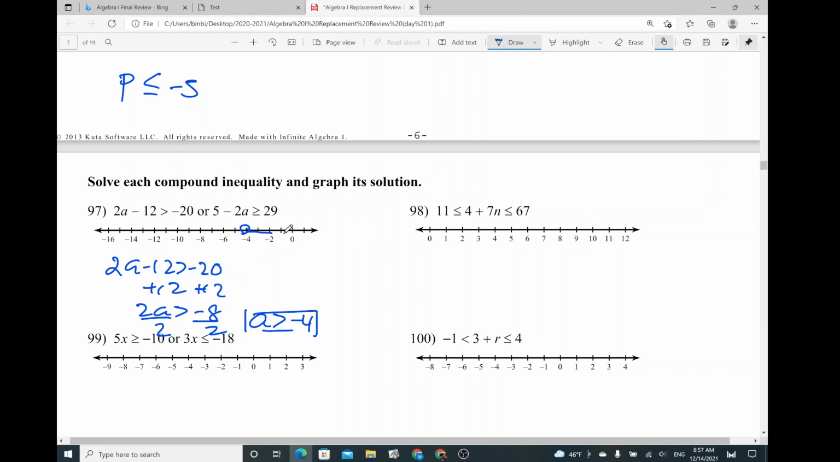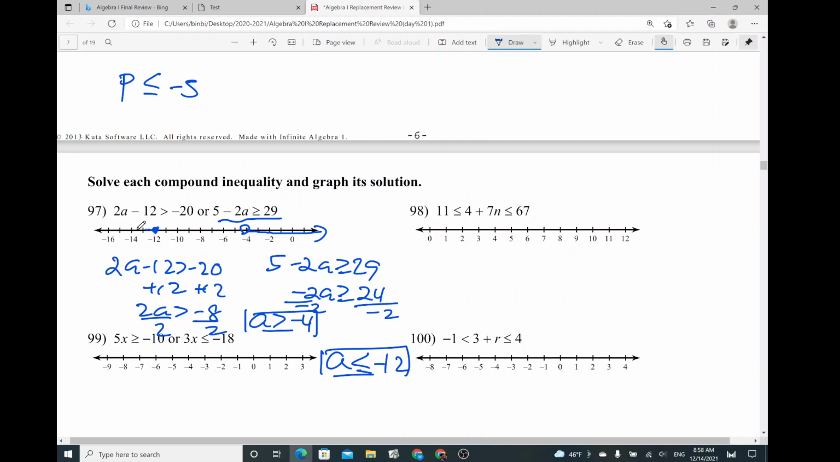Open circle at negative 4. But don't forget about the other inequality. So 5 minus 2a is greater than or equal to 29. So subtract 5 both sides, so we do have 24. And then divide by negative 2. Again, anytime you divide or multiply by a negative number for the inequality, you want to switch the sign. So a is less than or equal to negative 12. So equal to, closed circle, going to the left, like that.